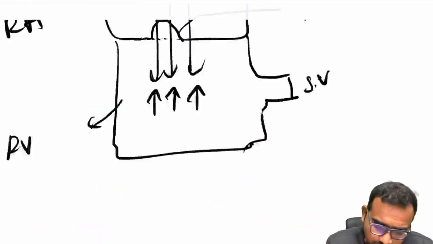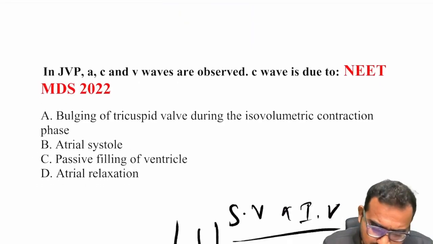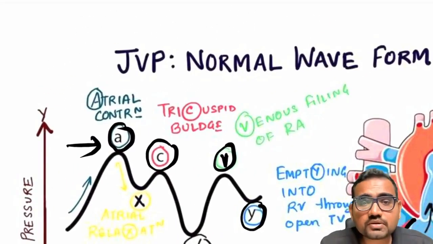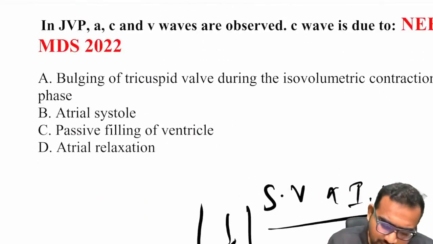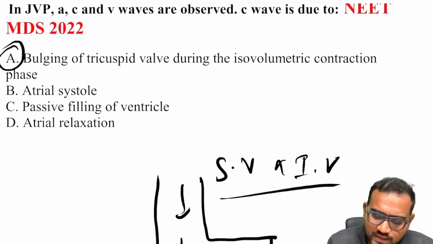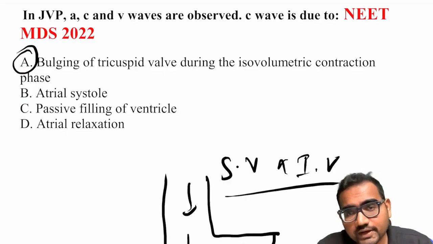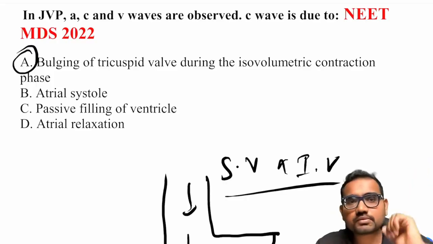So coming back to the question, in JVP, the A, C, V waves are observed. The C wave is due to tricuspid bulging. So the answer here will be the bulging of the tricuspid valve during the isovolumetric contraction phase. Because of the ventricle contraction, there is going to be upward bulging of the tricuspid valve.